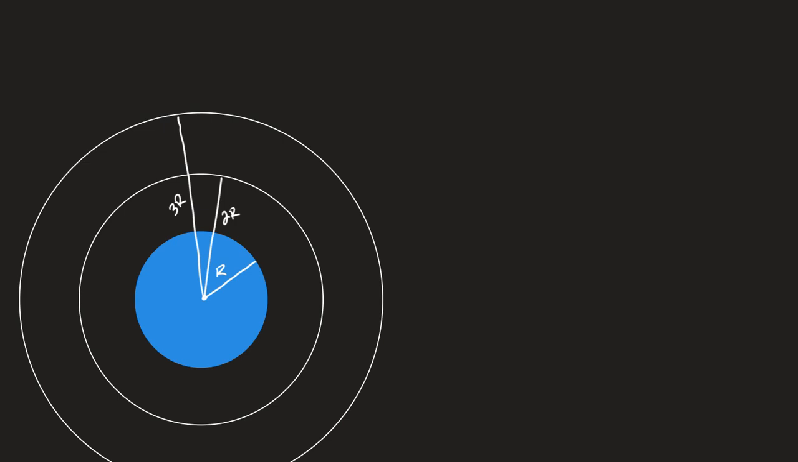There's the original radius here, which is 2 times r. And then there's another radius out here, that's 3 times r. These aren't going to be perfect, but I'll do my best. So we've got r, 2r, 3r. This is the velocity at 2r, and the velocity at 3r.